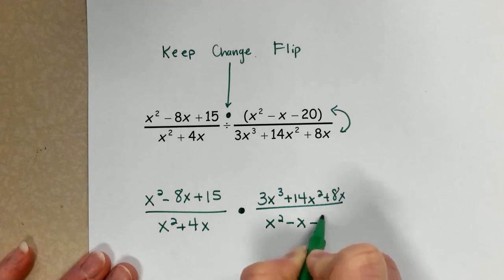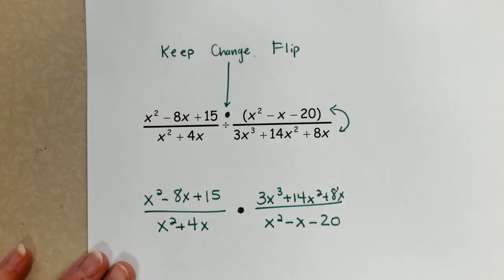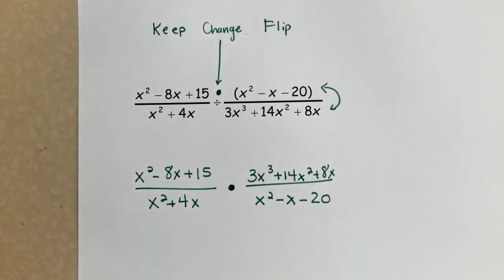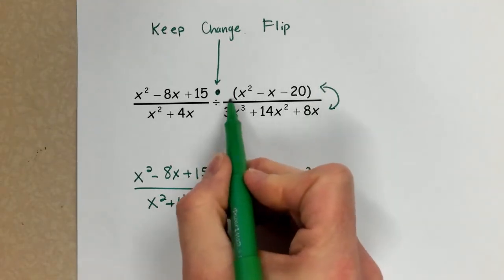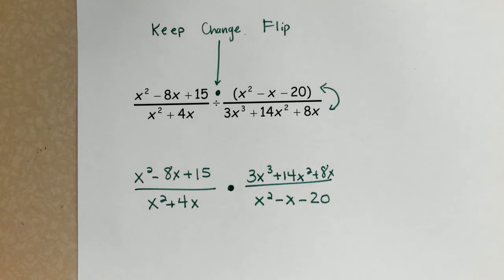The parentheses around that x squared minus x minus 20 are not necessary, so I'm going to remove them. They're not necessary because there's not an exponent behind it, and there's no multiplying in front of it either. Okay, so now I'm going to factor everything.